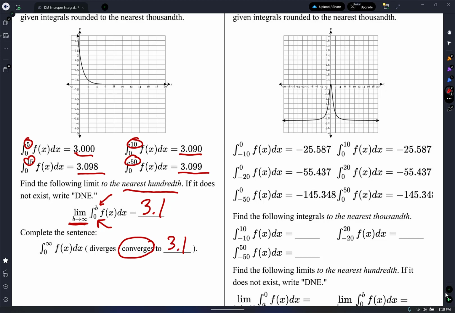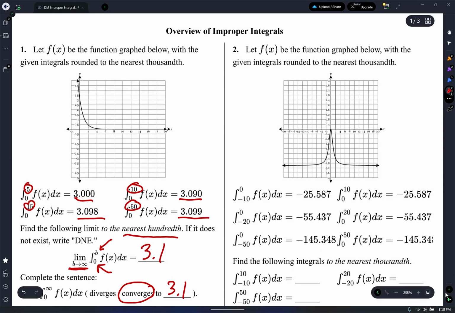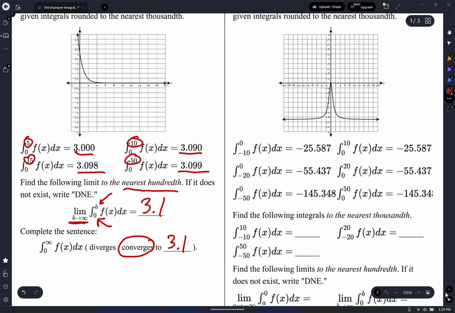Cool or not cool? Okay, so look at this one. I'm assuming that this should have probably gone forever up, but that's fine. My horizontal asymptote looks like it might be negative 3.2. But it's fine. Look, it goes from negative 10 to 0, it's this value. From 0 to 10, it's that value. So it looks like it's symmetric. Yeah, it is symmetric. Find the following integrals to the nearest thousandths.